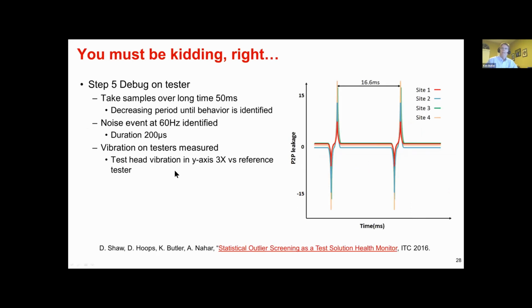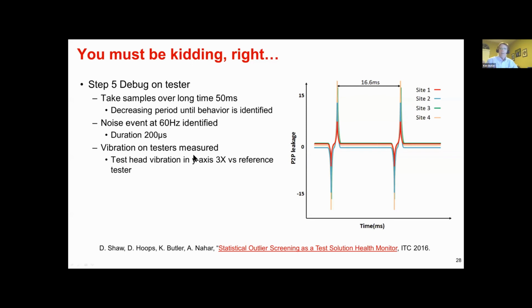And when he dug into the details and started running some of his own DOEs, lo and behold, he takes samples of measurements over a 50 millisecond time frame, and he could see a 60 hertz signal coming across here of a duration of about 200 microseconds, where every cycle at a 60 hertz rate you have this 200 microsecond wide blip. And when he finally got down to root cause, it turned out that there were vibrations on the tester.